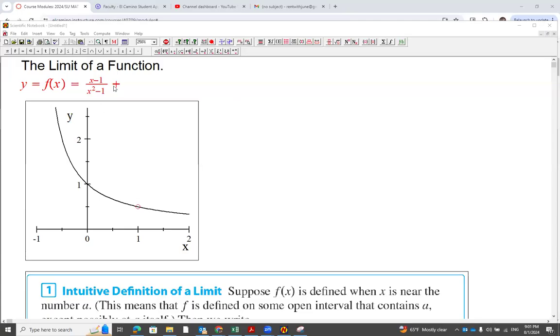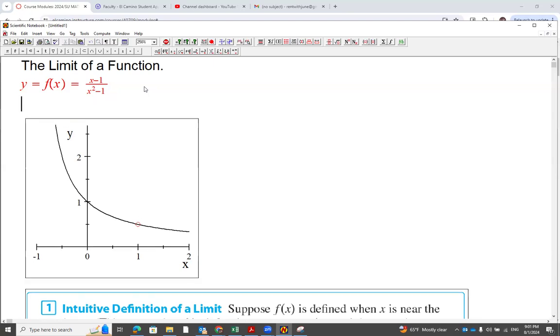Hello. In this lesson, we're going to talk about the limit of a function. To explain the limit of a function intuitively, we first look at an example. In this example, we have f of x equals x minus 1 over x squared minus 1.